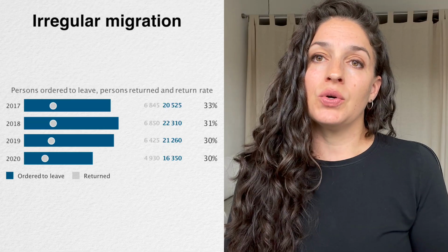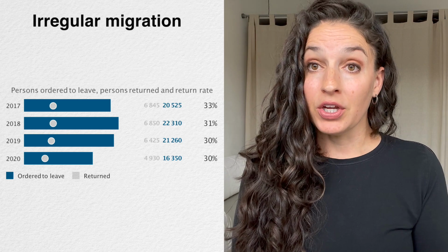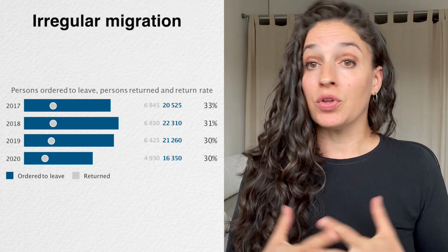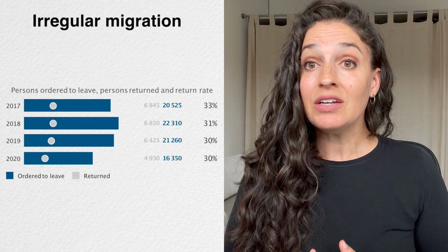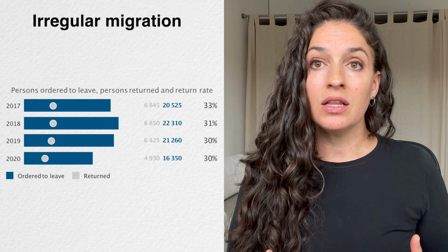Now we can also see here one possible measure of irregular migration. So what does that mean? We can look at the number of people who were ordered to leave Sweden because they did not have permission to stay in Sweden any longer.